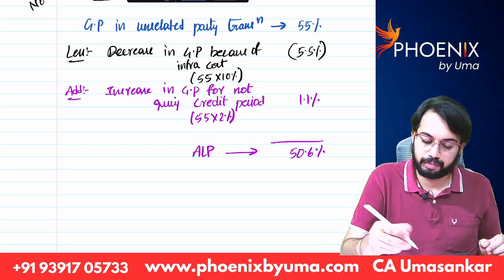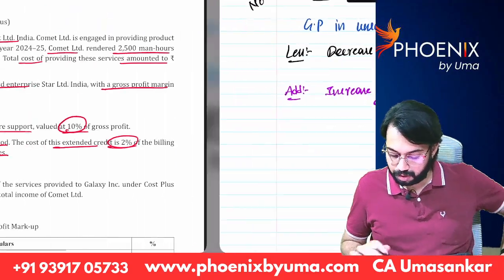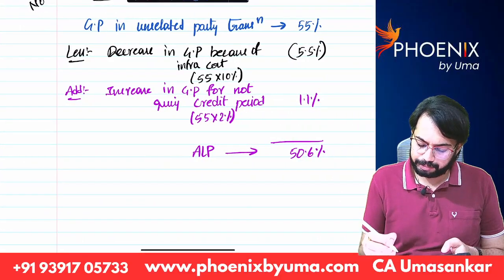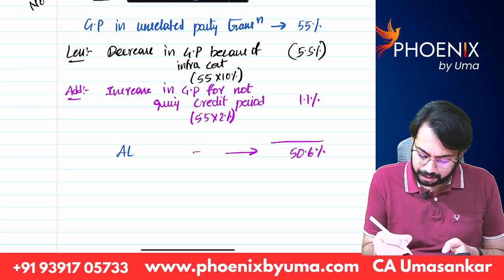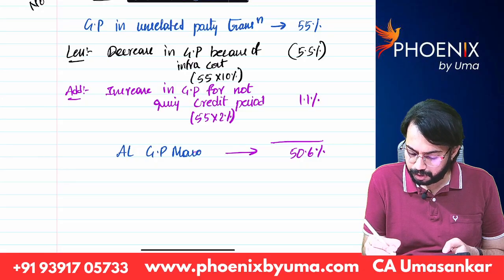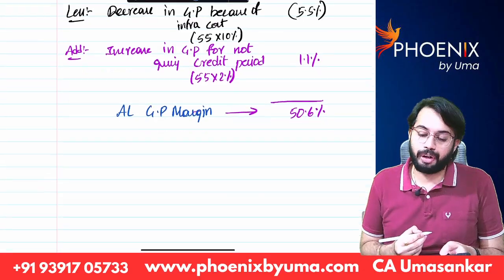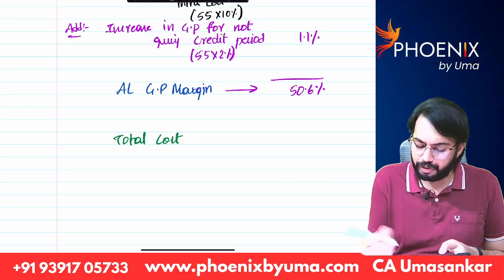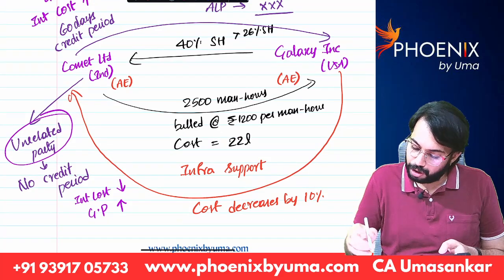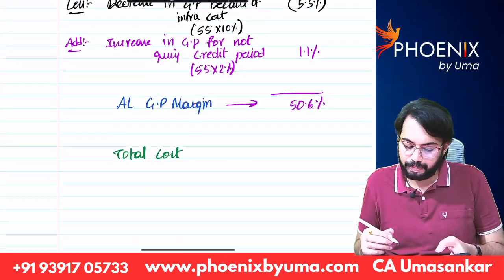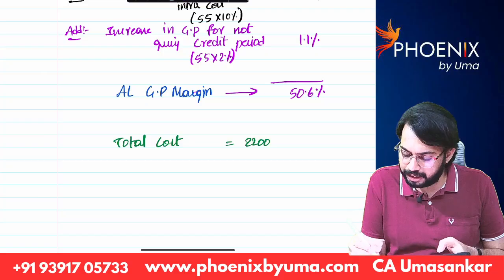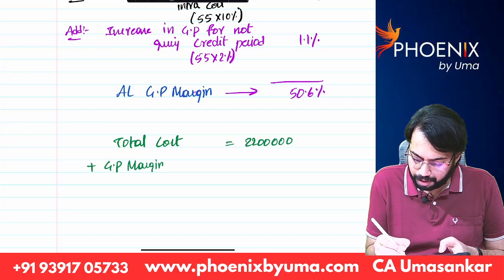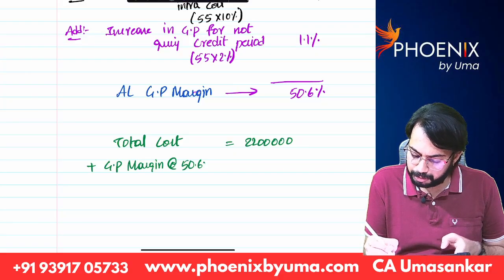Okay. I think it's correct. Yeah. So arm's length GP margin is 50.6%. Okay. So we will take total cost. How much is total cost? It was given 22 lakhs, right? Total cost is 22 lakhs. For 22 lakhs, we need to add GP margin. Add GP margin at the rate of 50.6%. How much?